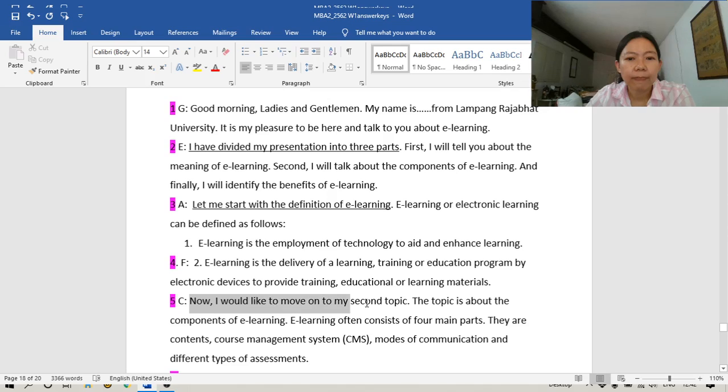Now, I would like to move on to my second topic. This is another signposting sentence to tell the audience that you're going to move on to another topic. You have finished your first part, so you're going to move on to the second part of your presentation, which is the components of e-learning. And then the audience will know that they're going to hear about the components of e-learning.